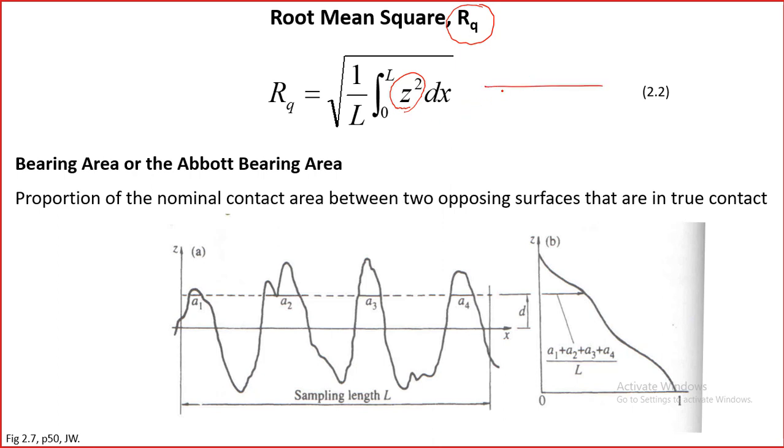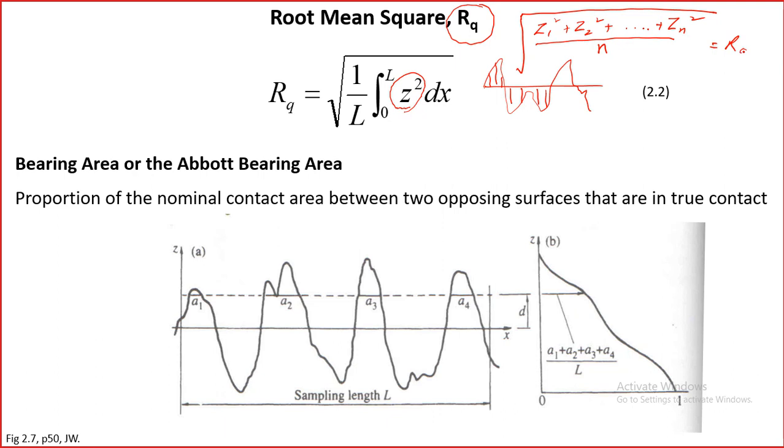So in this case, if we have Z1, Z2, Z3 and so on, we will square them: Z1 squared plus Z2 squared plus Zn squared, and divide by the number n. So we have taken the average, and now since we have squared them, we take the square root of the whole. So this will be Rq. Rq is also called root mean square. You can report Ra or Rq, but in many cases we just use Ra.